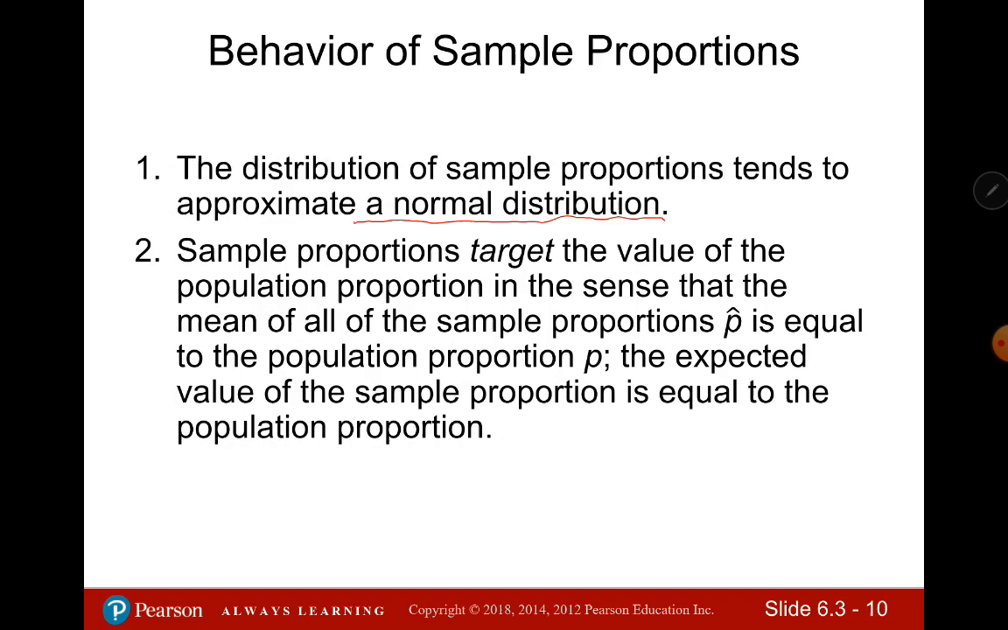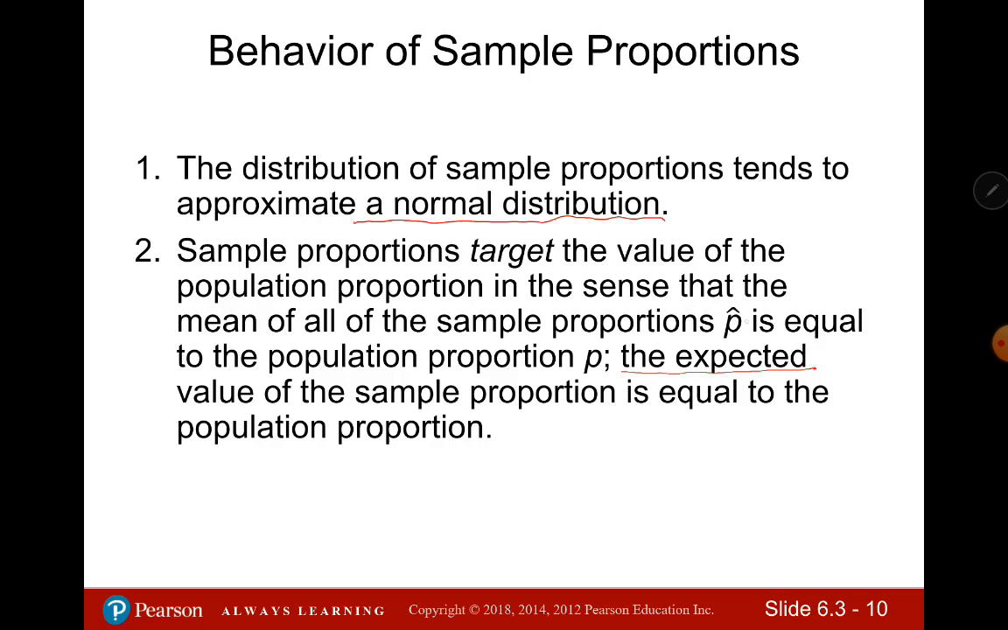So the first property of sample proportion is that all the sample proportions follow a normal distribution. Then the second rule, the expected value. Another way to call it is the mean value, right? The expected value, remember, is another way of saying mean value. The expected value of the sample proportion, we will say, is just the mean of the sample proportion.